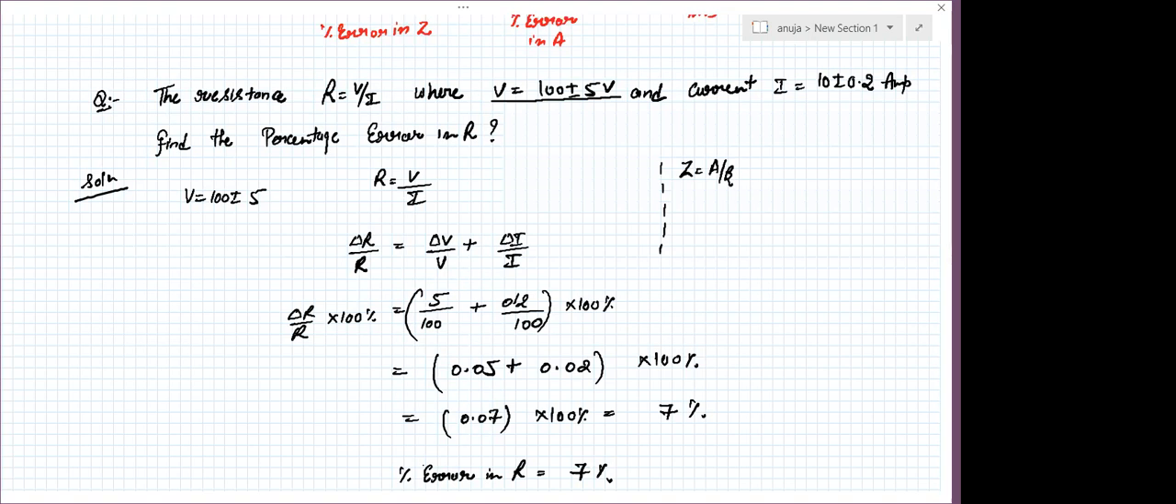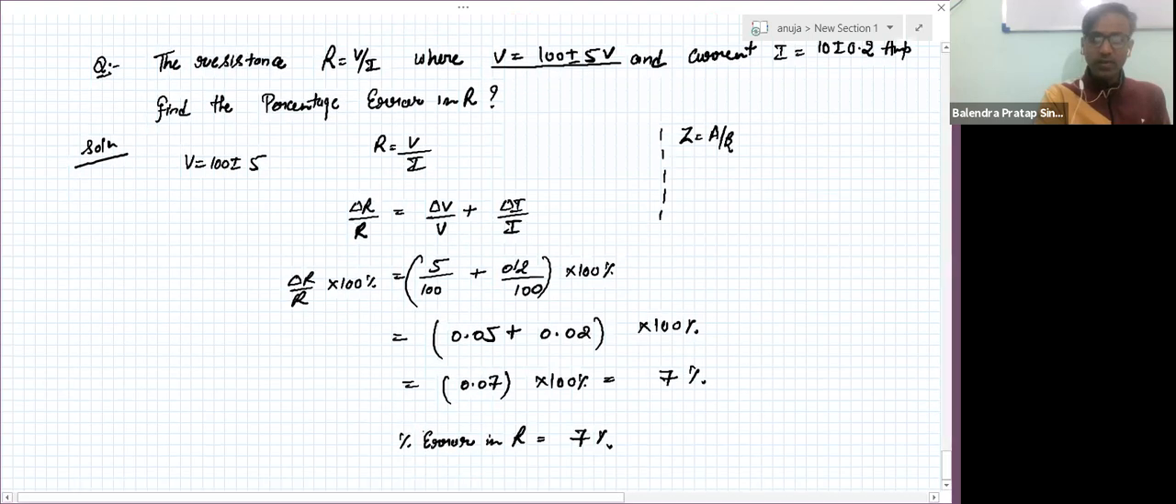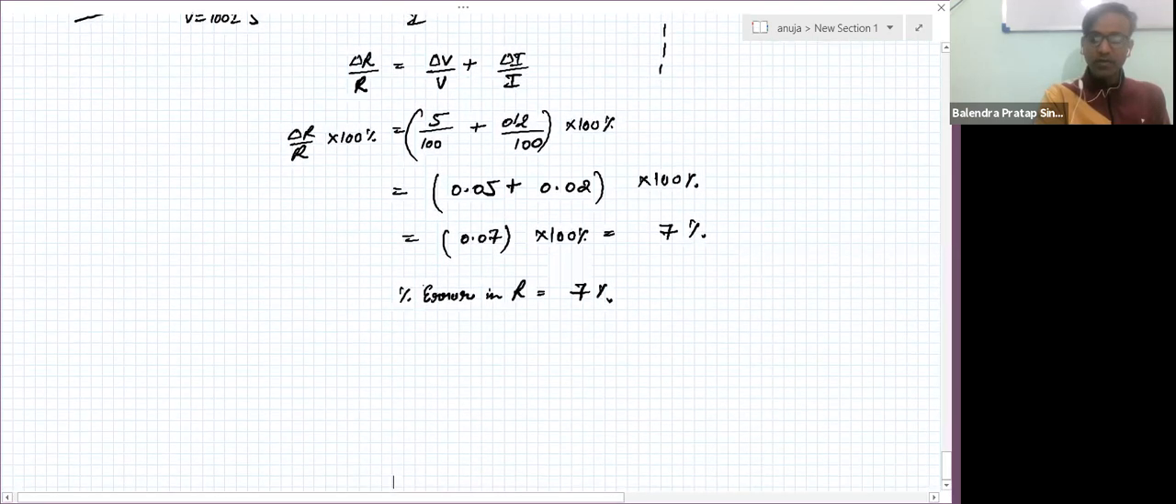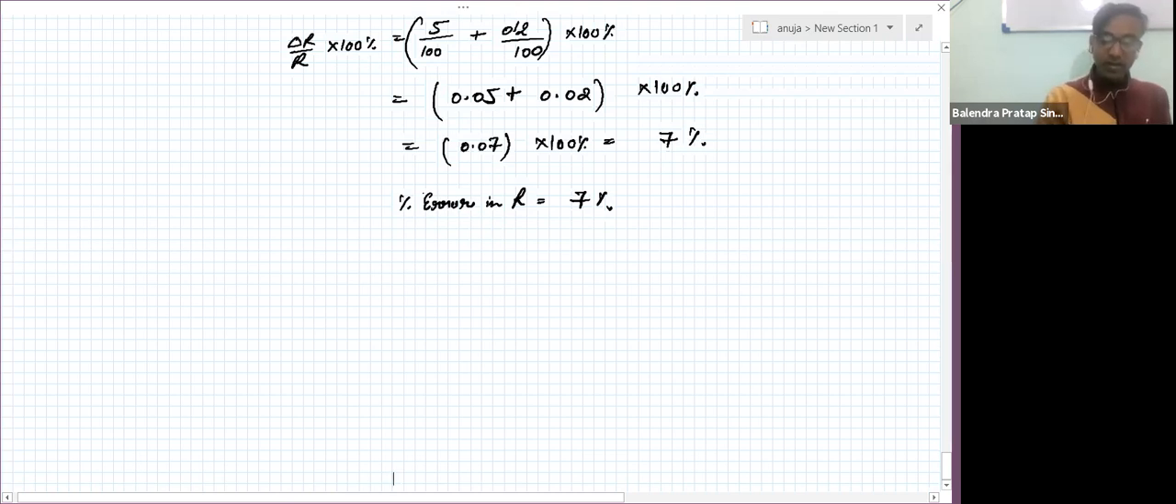Okay, so next problem. All the concepts related to this chapter I've discussed. Now I'm doing some important problems. The next problem is again based on error analysis, like the percentage error.